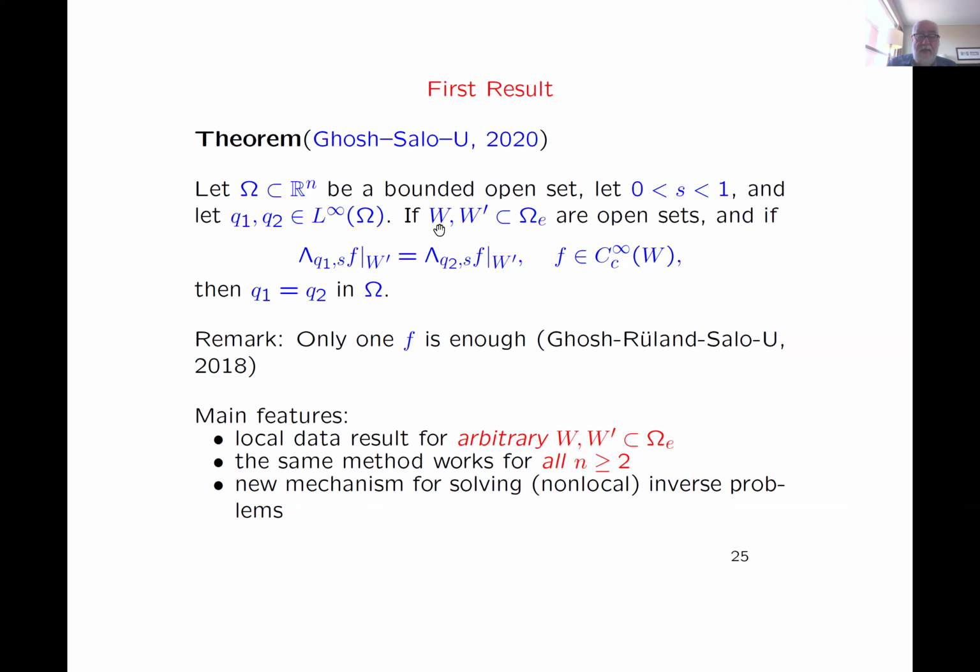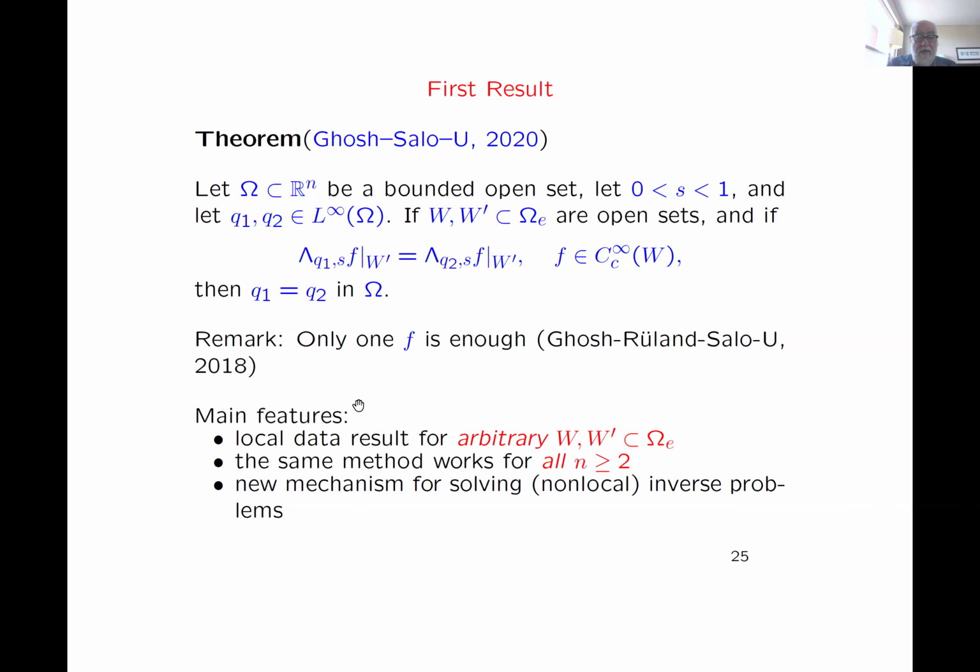So you take two potentials and two open subsets of the exterior, arbitrary open subsets, which can be as small as you want. If the Dirichlet to Neumann maps are the same for functions supported on one open set and measured in the other, then the potentials are the same. And in fact, you only need to have one. I will mention this result a little bit later. Only one f is enough. But let me consider first the case of many measurements, an infinite number of measurements.